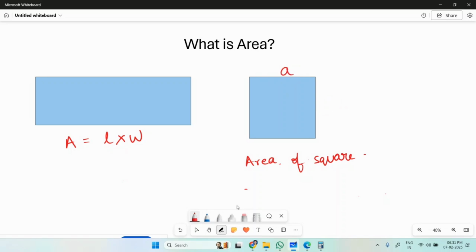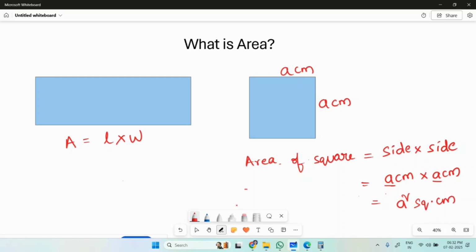Okay. Now area of a square is A times A, which is side times side. And here the side is A. Let's say A centimeters. A centimeter times A centimeter, which is A square centimeters. Let's solve some questions based on area of a square.